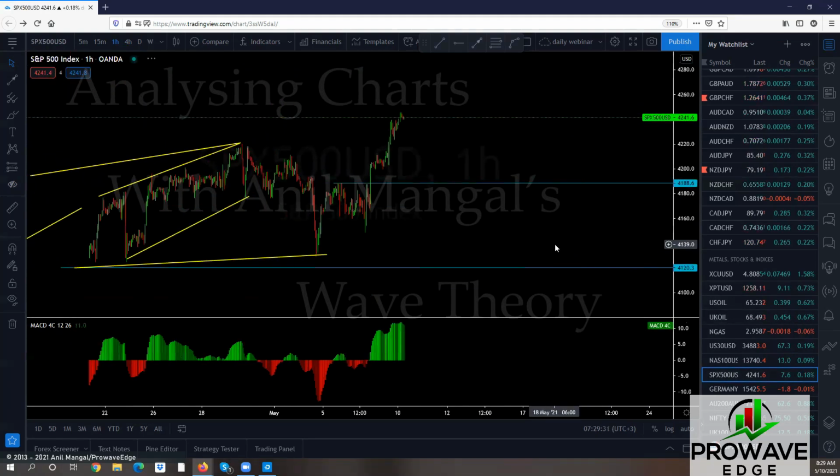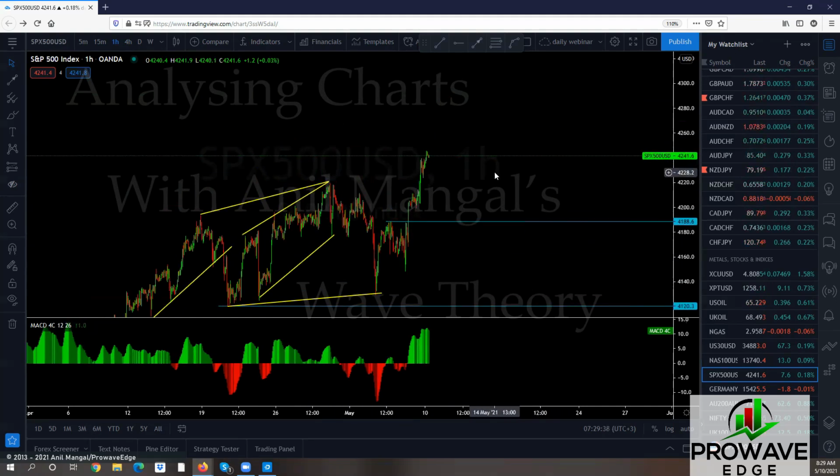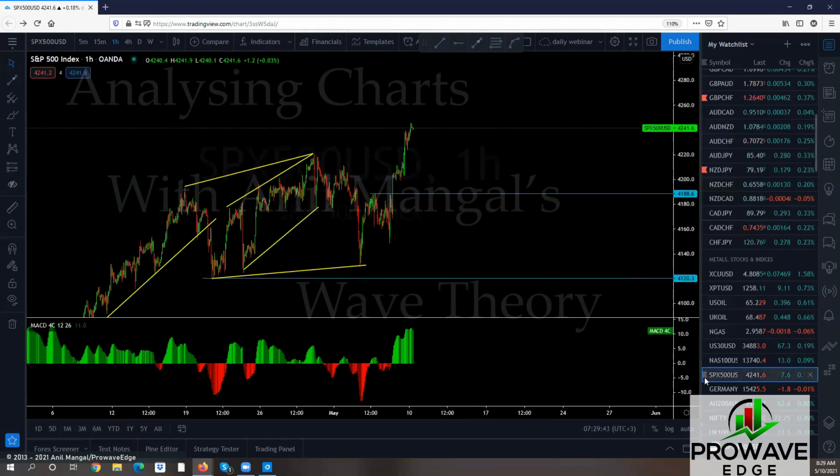S&P 500, buy setup, perfect running flat buy setup. This actually did exactly the way we expected to go. Well, if S&P 500 is going up, 30 is going up, then Nasdaq 100 will go up too.